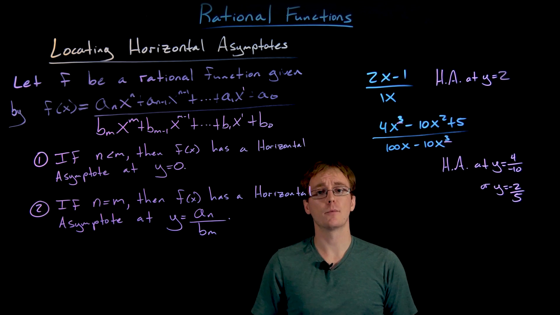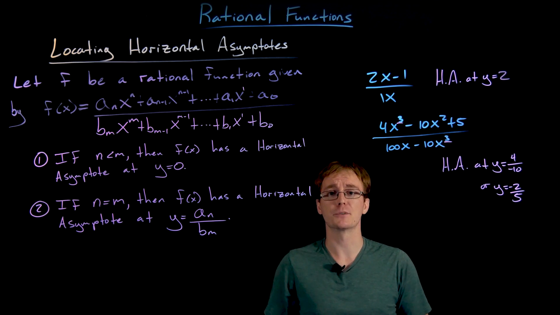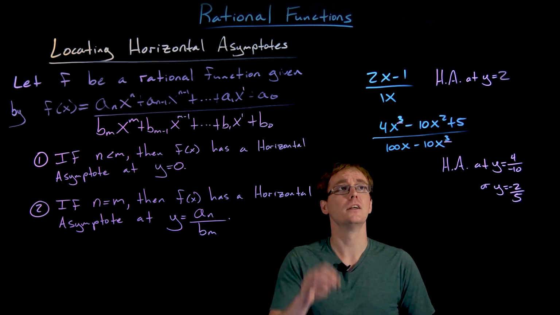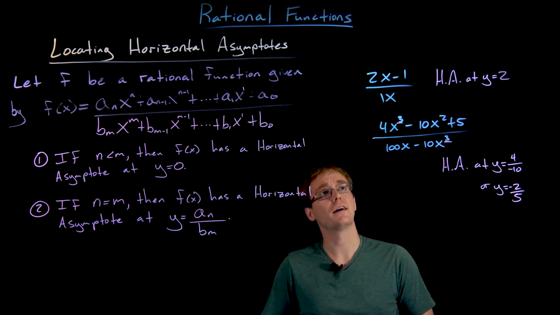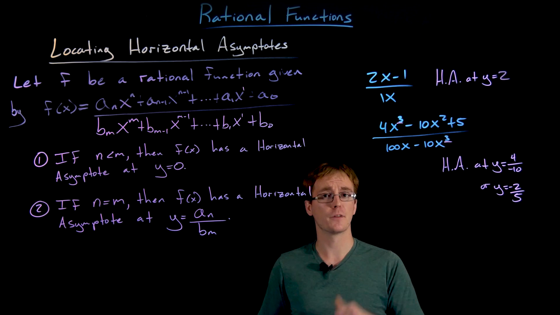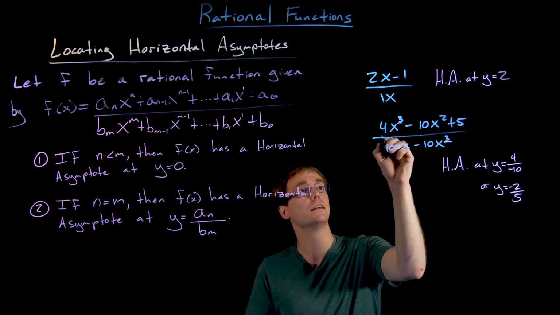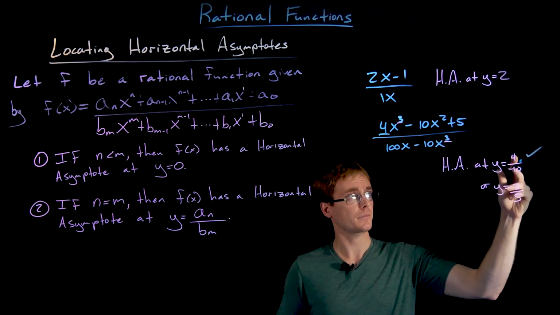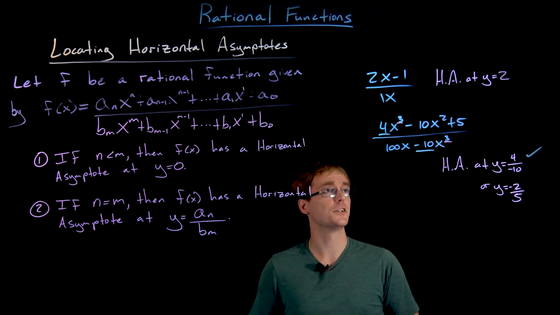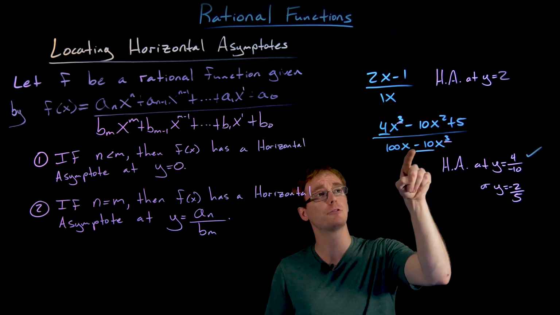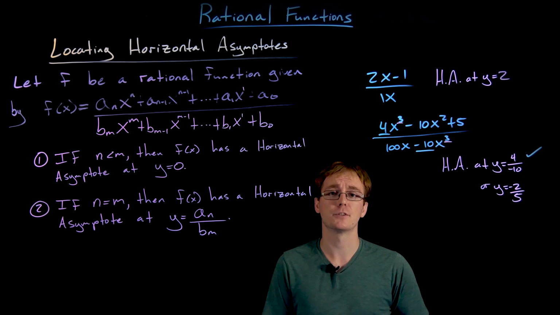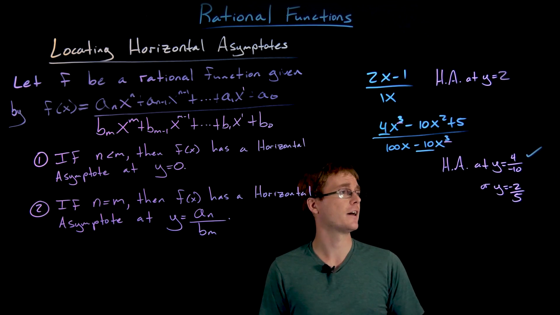For our second rational function, we have to be careful about the order of the terms here. Remember, we have to identify the leading term by that largest power of x. So in the numerator, that largest power of x is 3, same with the denominator. And the coefficient in the numerator, that number that x cubed is being multiplied by, is 4. So that's going to be the numerator of our horizontal asymptote. And the leading coefficient of the denominator is going to be negative 10. We have to include that sign there, so don't forget that.